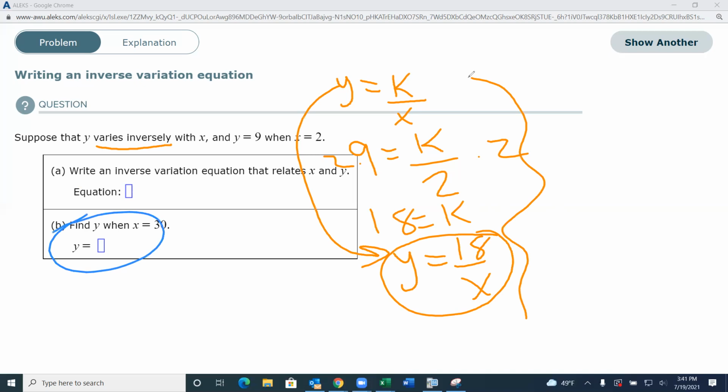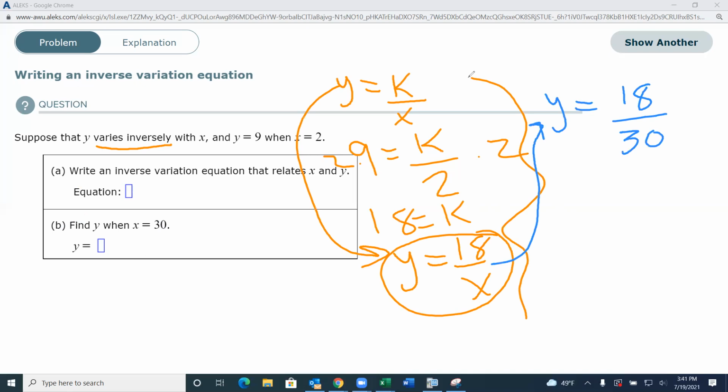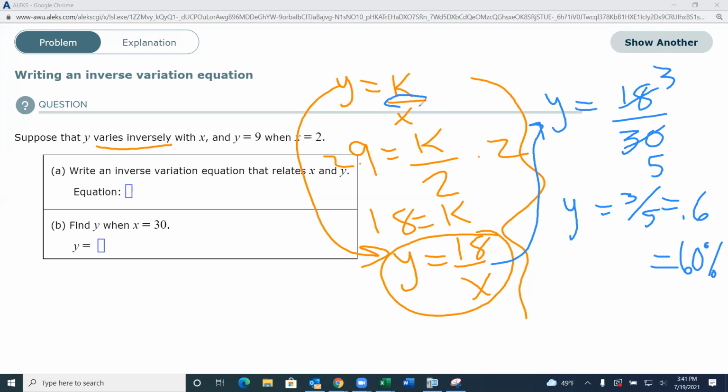Now part B says, what's going on when x is 30? Well, when x is 30, y is 18/30ths. Or I could cancel a 6 out of the top and bottom, and I get y equals 3/5, or 0.6, or 60%. 3/5 will be just fine. And that is what you do. So it's just like that first topic, except that one was direct variation, so instead of division, we were using multiplication. That was really the only difference.